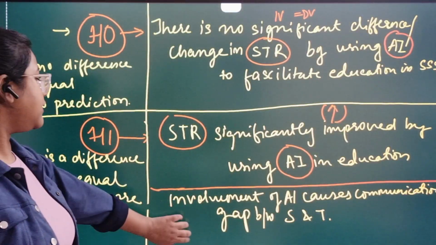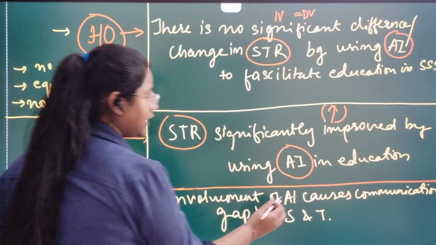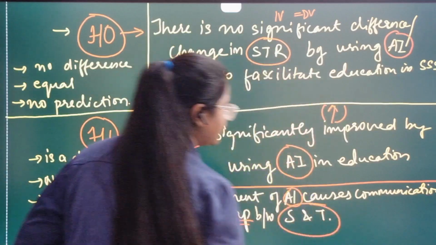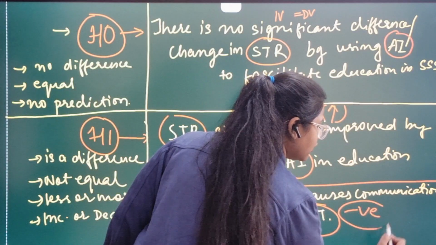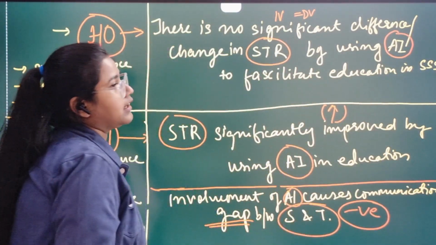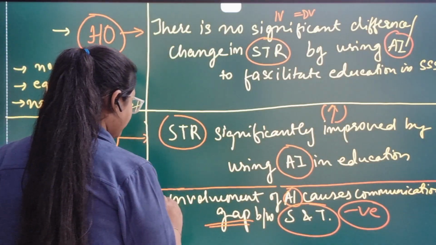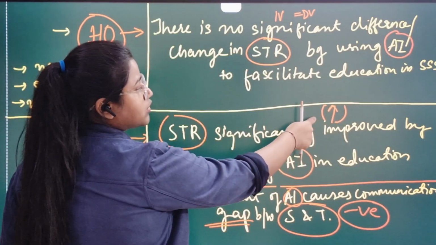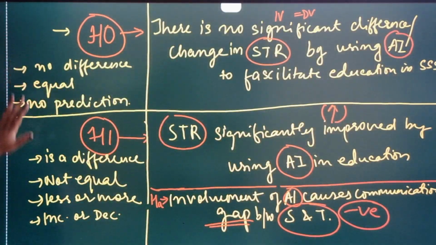Correct? So अब इसमें हम क्या देख रहे हैं? That when I manipulated my independent variable, there was a gap between the student and teacher, my dependent variable. So the relationship has become negative. The independent variable is negatively impacting my dependent variable. This is another possibility of alternate hypothesis, wherein I am saying that the change is not positive, the change is negative. This is how we write a null and alternate hypothesis.